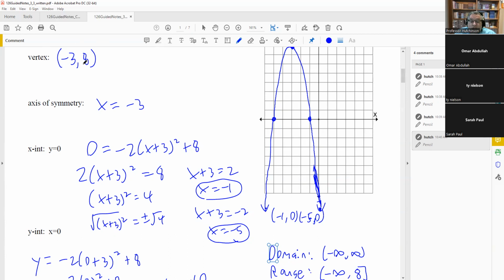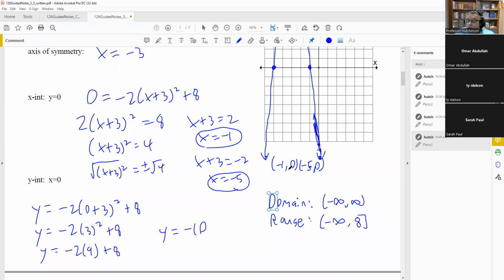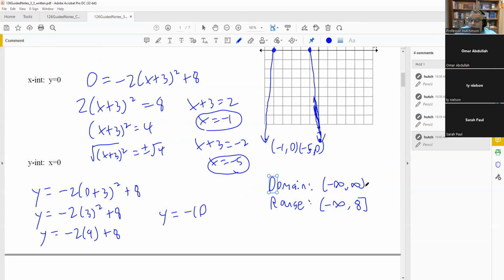The vertex does exist there. That's the highest it's ever going to go. So the range is the y values that the graph uses. So your domain is negative infinity to positive infinity, and your range is negative infinity to 8 with a bracket. So that's domain and range there.